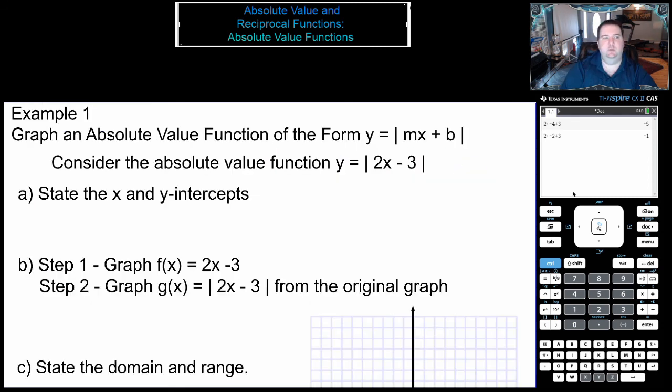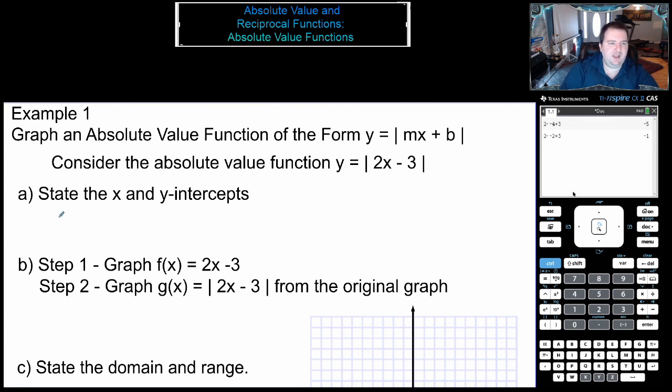Let's move on. So we're going to look at the first example here. We're graphing an absolute value function of the form y equals the absolute value of mx plus b. Now, mx plus b, this is a linear function in slope-intercept form. Perfect. So we're going to consider this one, y equals absolute value of 2x minus 3. And we're being asked to state the x and y intercepts.